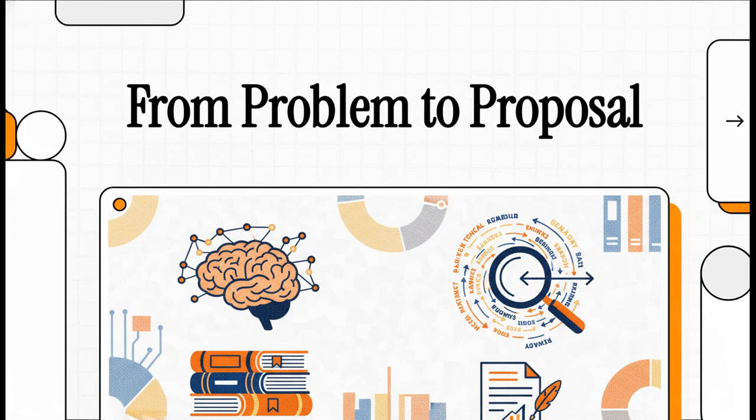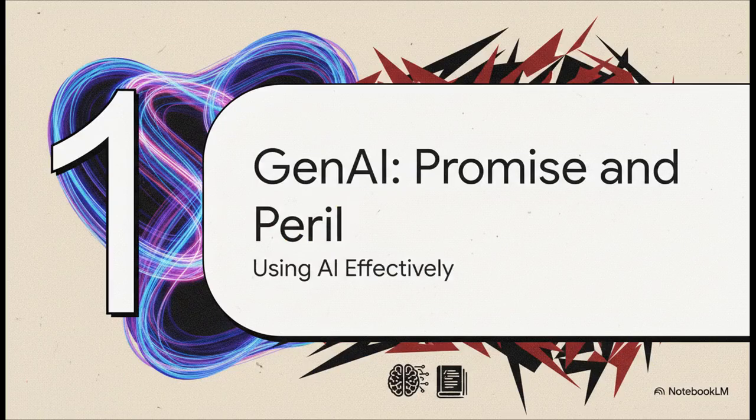Welcome to The Explainer. Today, we're going to talk about something that's on everyone's mind, generative AI. Specifically, how we can turn it from just a cool toy into a seriously effective, professional research assistant. We're going to break down how you can get the kind of results you actually need for real academic work. Okay, let's just dive right in.